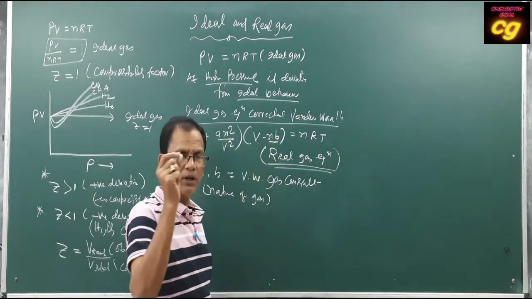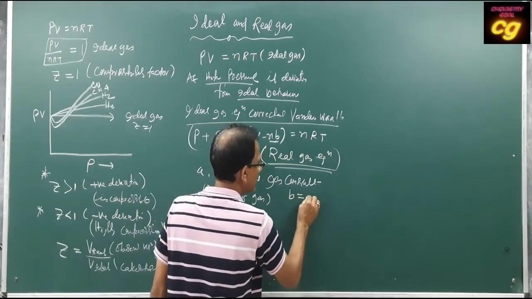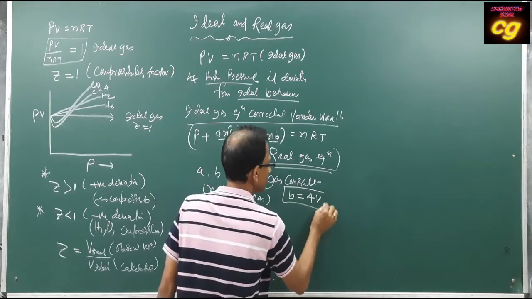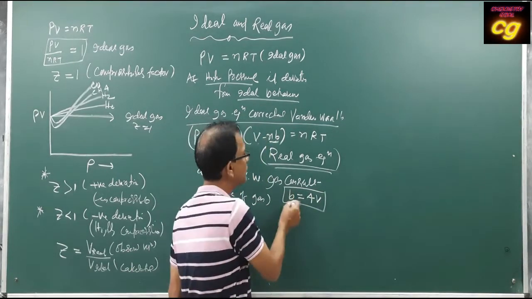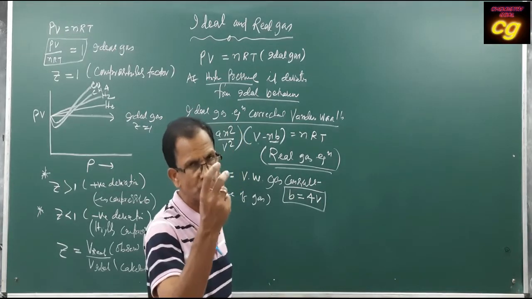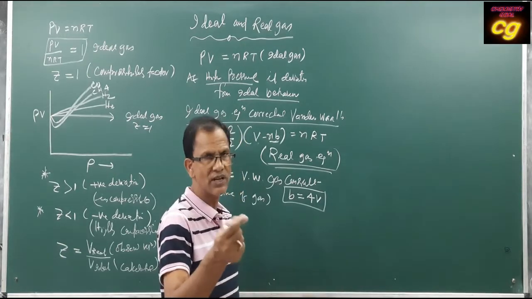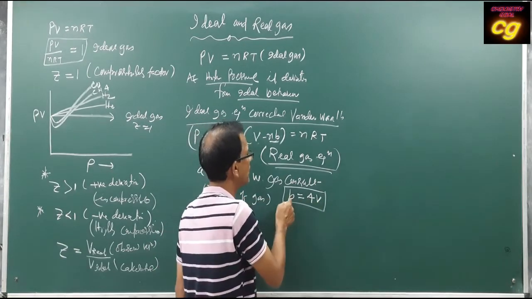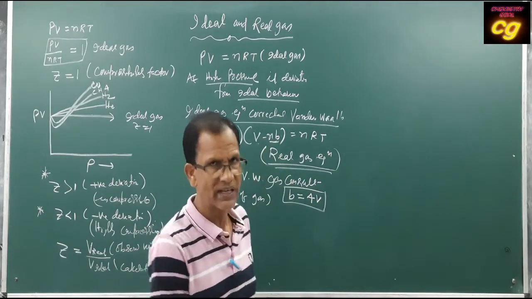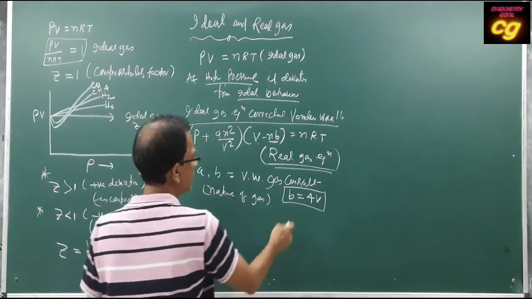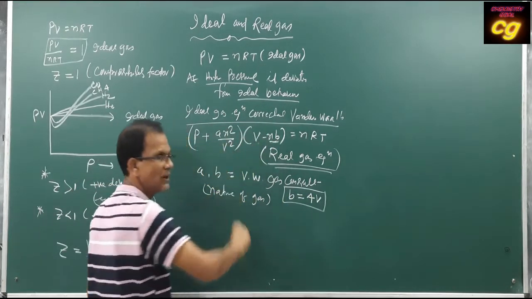And b is the smallest volume; generally b is equal to 4V. b is the non-compressible volume, equivalent to four volume spheres. Four gas molecules, each having volume V. A gas molecule is considered a spherical body with volume V, so b equals 4V. n is multiplied, meaning the number of moles of gas. So b is equal to 4V, you remember. This is the pressure correction and volume correction made by Vander Waals.